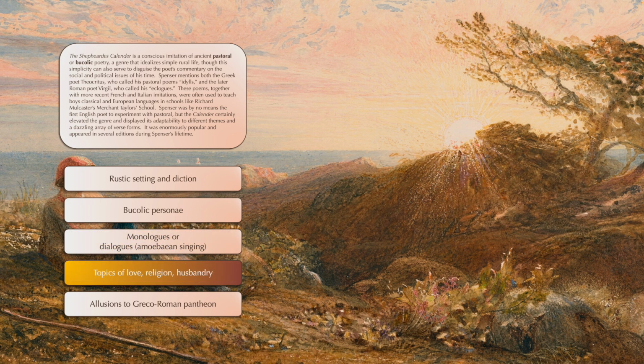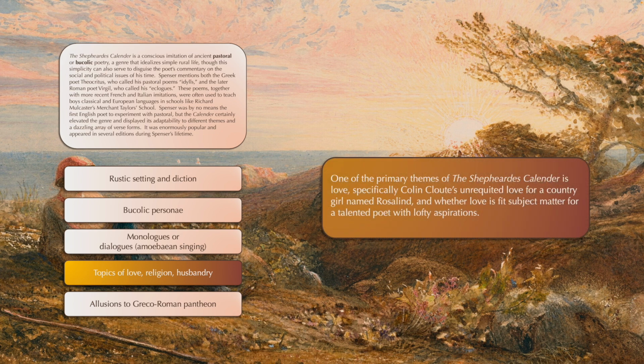As for the topics of pastoral poetry, love, religion, husbandry are the big ones, but mainly love. One of the primary themes of the Shepheardes Calendar is love, specifically Colin Clout's unrequited love for a country girl named Rosalind. And another topic is whether love is fit subject matter for a talented poet with lofty aspirations.